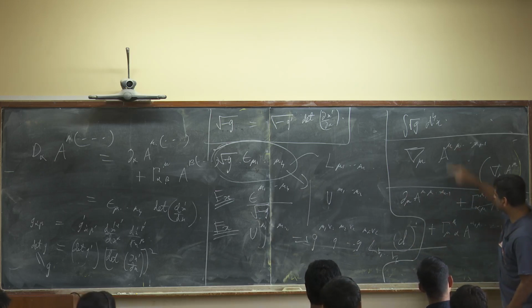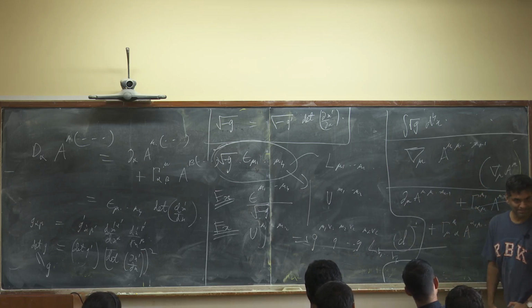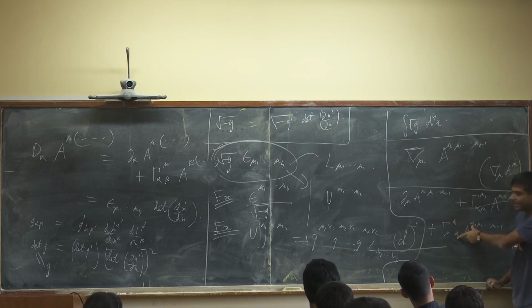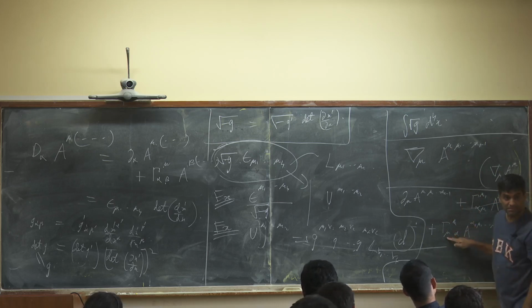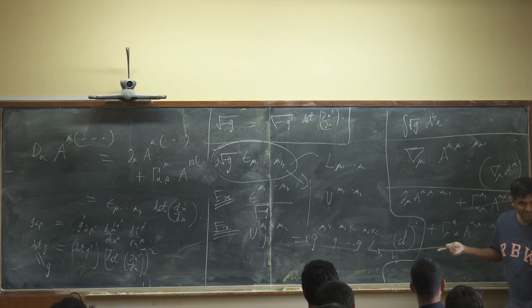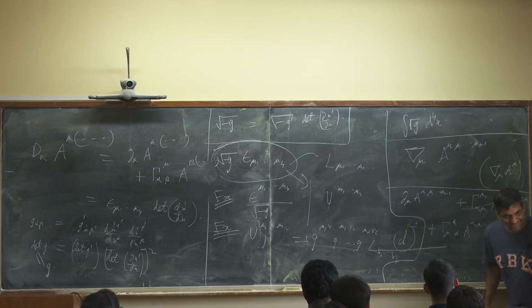The index that was here goes to the top of the Christoffel symbol. There was a μ here, so there's μ on top. Whatever was here is replaced by a dummy index that is contracted with what's here. And the derivative index goes here, but the derivative index was also μ. So Γ^μ_{μ α}. Is this clear? Excellent.